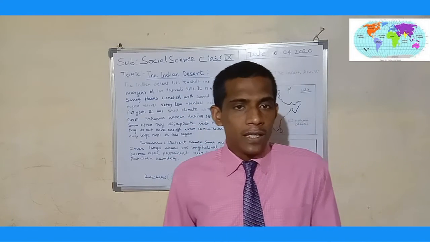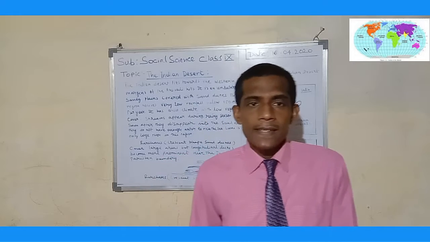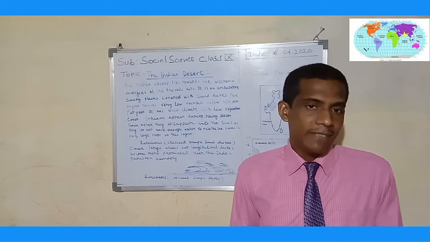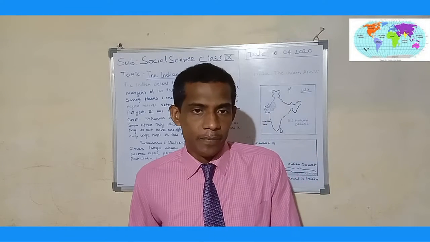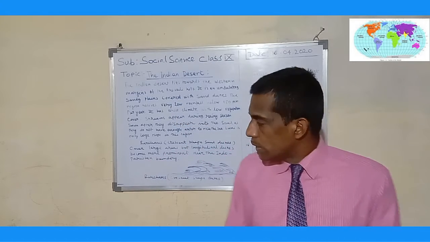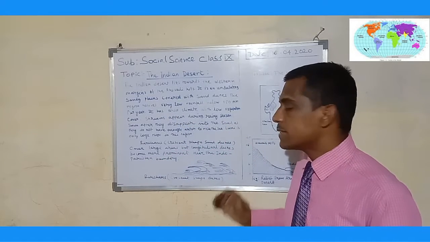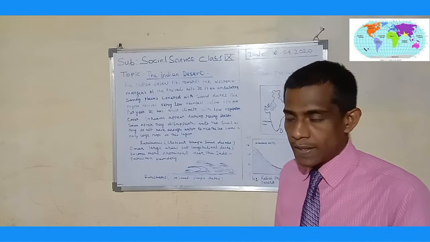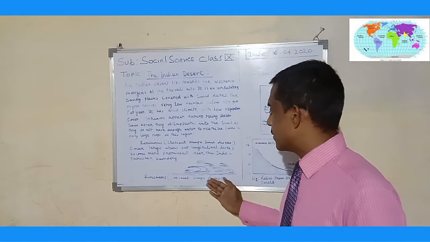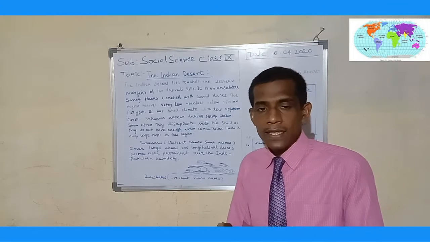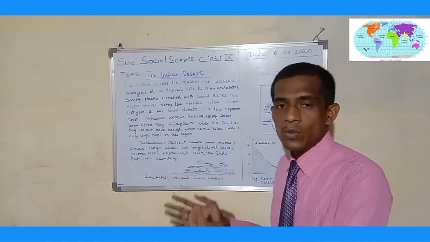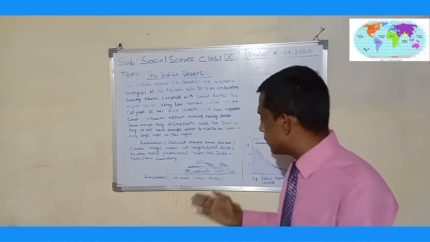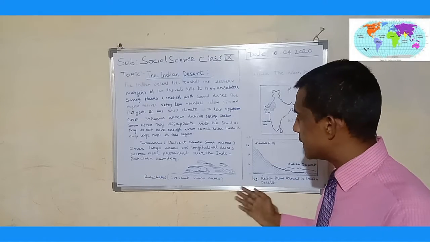Another important feature in this region is barkhans. Barkhans are shifting sand dunes available in the Jaisalmer region. These crescent-shaped sand dunes are known as barkhans, and they keep shifting from one place to another. This is the main feature of this desert region.